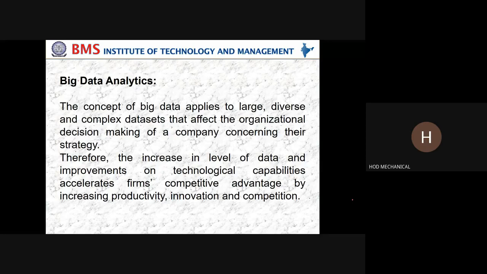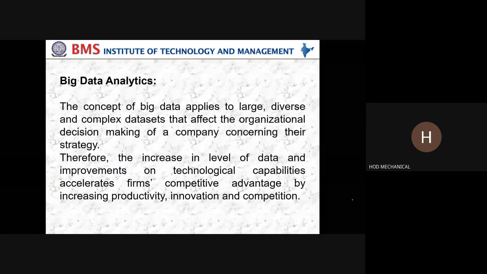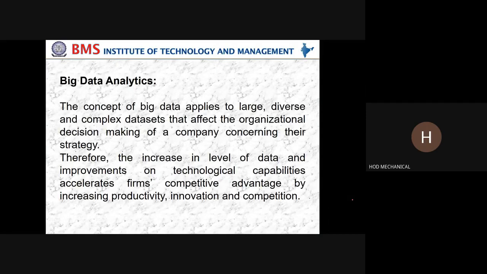Now this concept is what is called data analytics, or big data analytics. The concept of big data applies to large, diverse and complex data sets. So the data is large, the data is diverse, and the data is complex. What it is for is to make decisions concerning strategy. What is the strategy that I need to adopt? For that I am going to make the decision. This is a very important one, that is big data analytics.